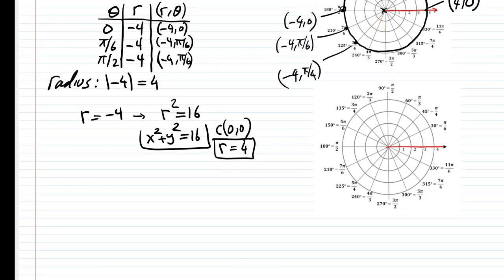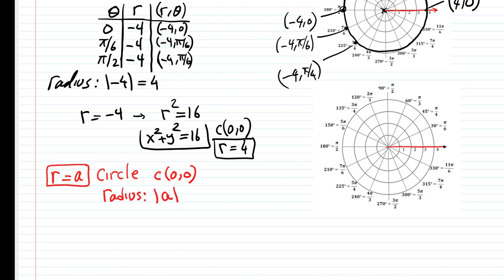So we can generalize this, right? In general, the equation r equals a is going to be the equation of a circle. If we can identify the equation, then without plotting points, we can just graph them. So this is going to be a circle whose center is at 0, 0, and the radius is going to be equal to the absolute value of a.